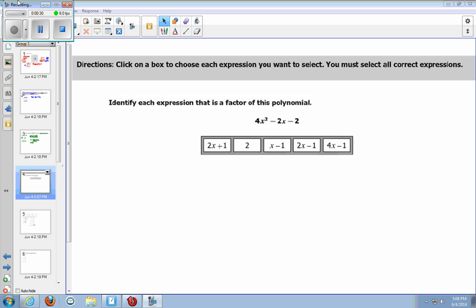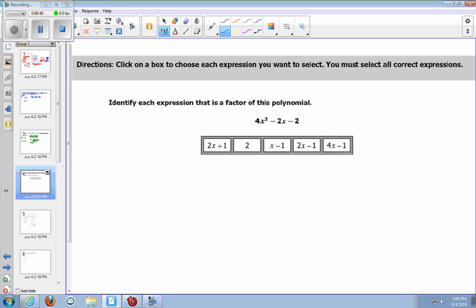The question itself is not in the gray box. The directions are in the gray box. So let's pop down to the question. The question says, identify each expression that is a factor of this polynomial, 4x squared minus 2x minus 2. So let's pull out our important parts here.